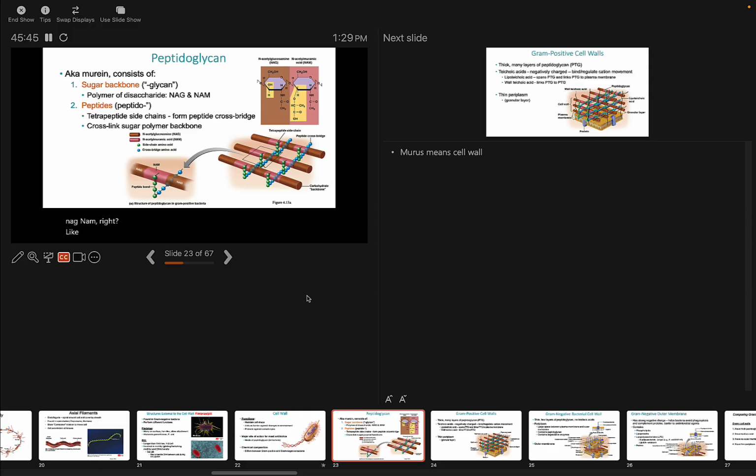So it just repeats. Then you have peptide cross bridges, and they are tetrapeptides. 1, 2, 3, 4. Notice we don't even list the amino acids there. It is not terribly important. Four amino acids, tetrapeptide. So that links them all together. And there you have peptidoglycan. Disaccharide, tetrapeptide, disaccharide, tetrapeptide, on and on and on. Okay.